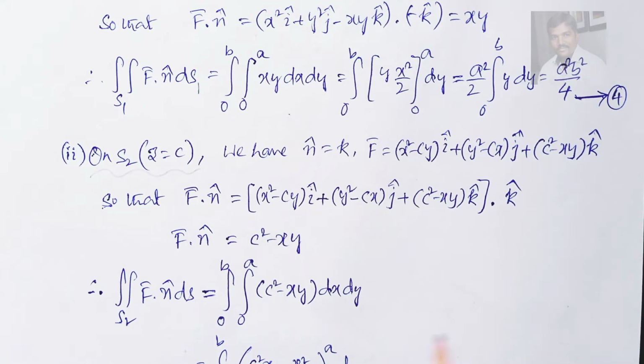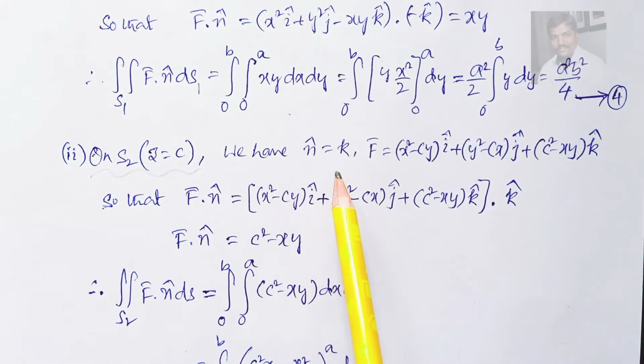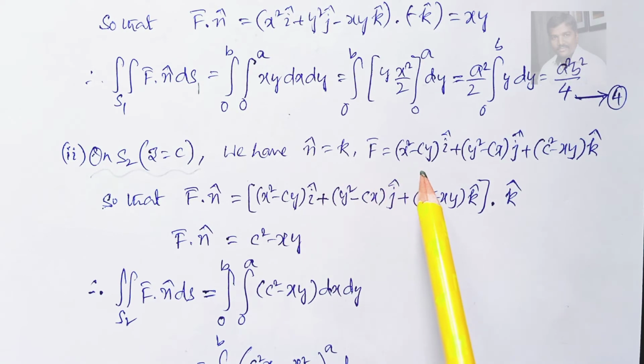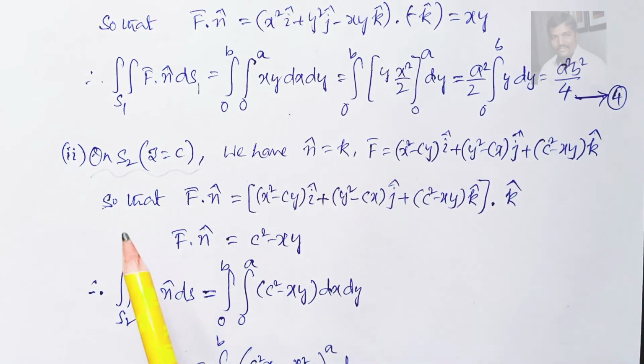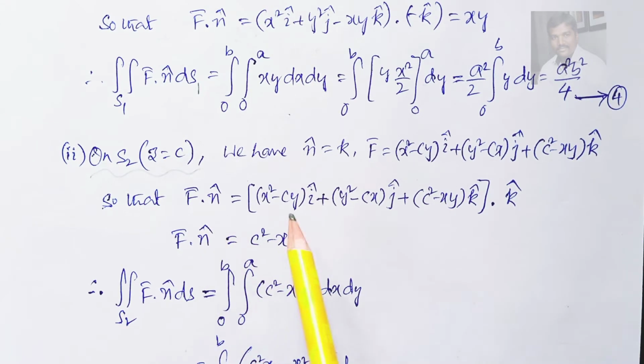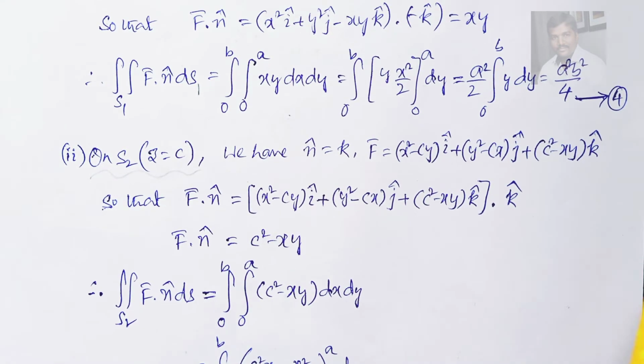Now on S2, that is z is equal to c. Then we have n cap is equal to k, f bar is equal to x square minus cy i cap plus y square minus cx j cap plus c square minus xy k cap. So f bar dot n cap is equal to c square minus xy.